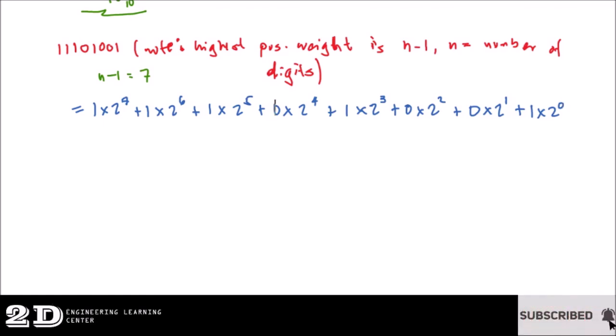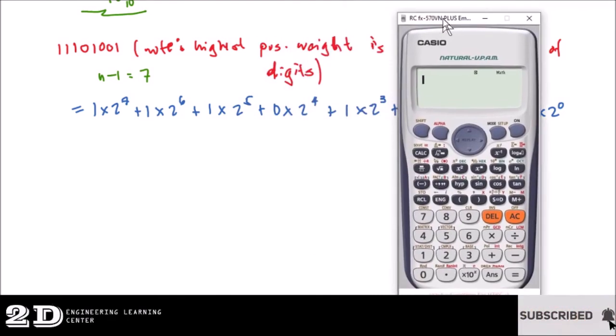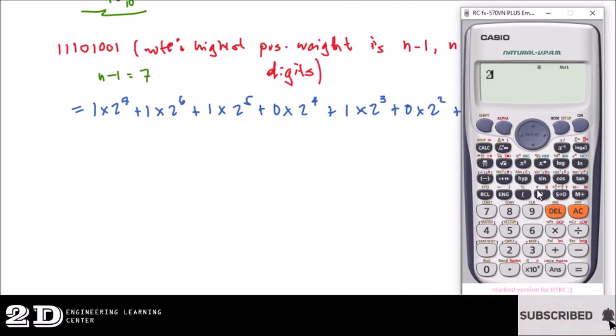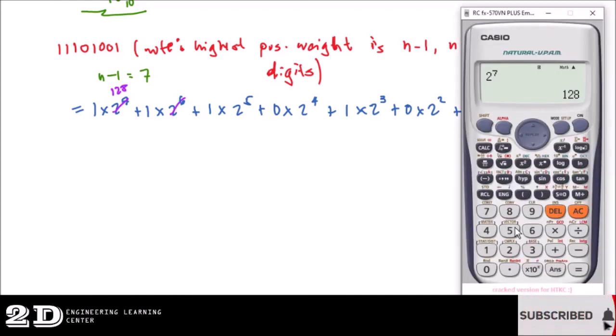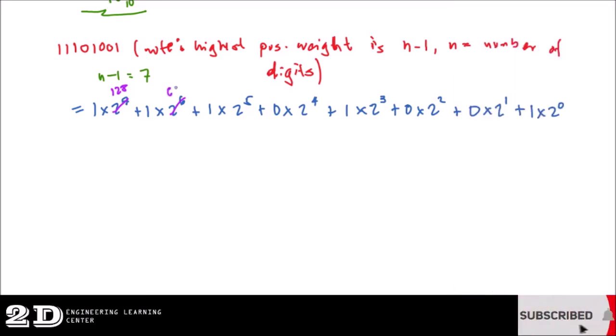So let's grab our very high-tech calculator. Okay, so we have 2 raised to the power of 7. So this will be equal to 128. So let's just use another color for this one. This is 128. Then 2 to the power of 6. Okay, this will be equal to 64. Then this will be 32. This will be 16. 8, 4, 2, and 1.